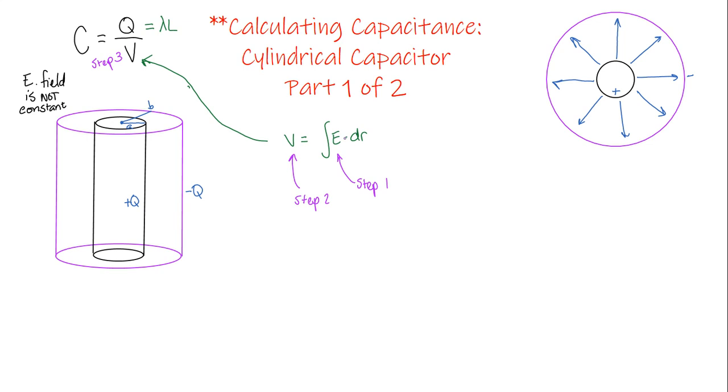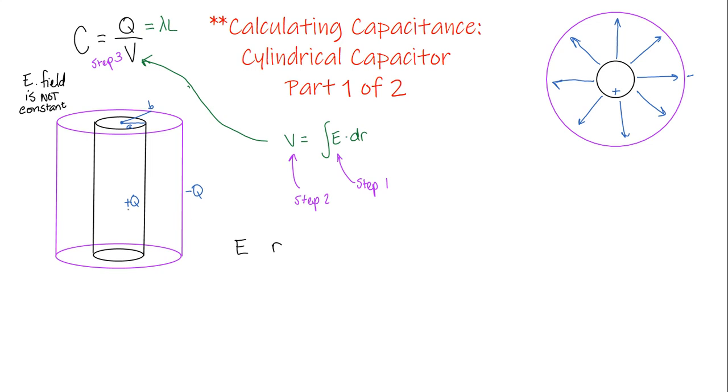But I don't want to shortcut anything. Although we talked about the electric field around a cylinder or a line of charge before, we want to make sure that we truly understand what is happening in this situation. So what I'm going to do first is try to figure out what the electric field is in 3 different regions.